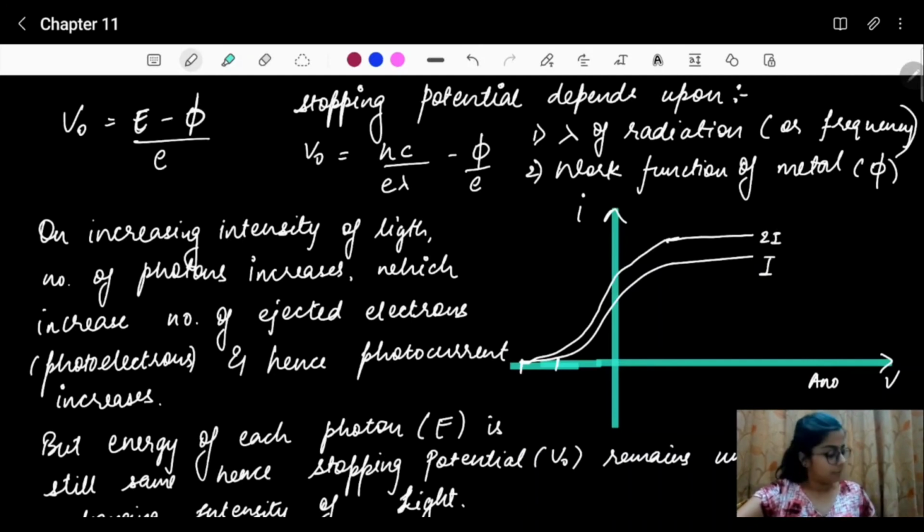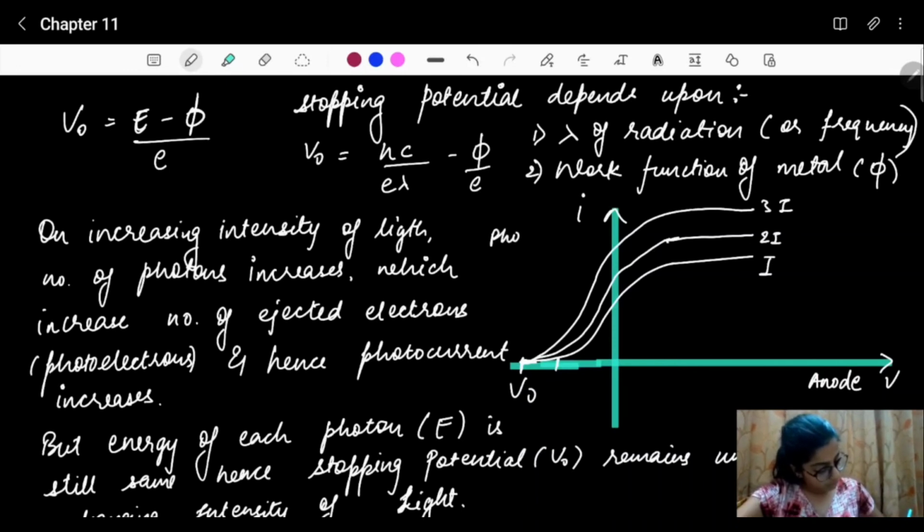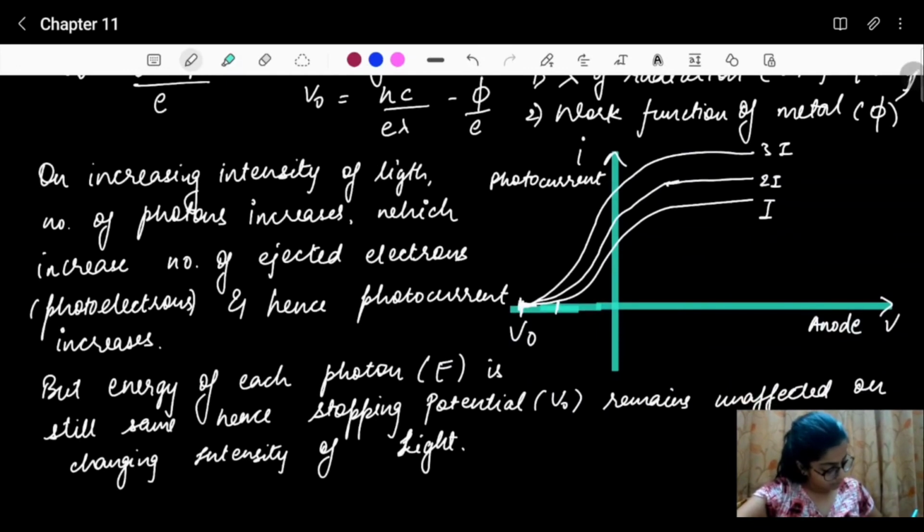In that case, the stopping potential will still remain the same. That is V0. Can you see that? Stopping potential will still remain the same. Just the photocurrent is going to increase if you increase the intensity of light. Okay. This is 3I. Okay, I is photocurrent. So photocurrent increases if we increase the intensity of light, but the stopping potential V0 is not going to change.